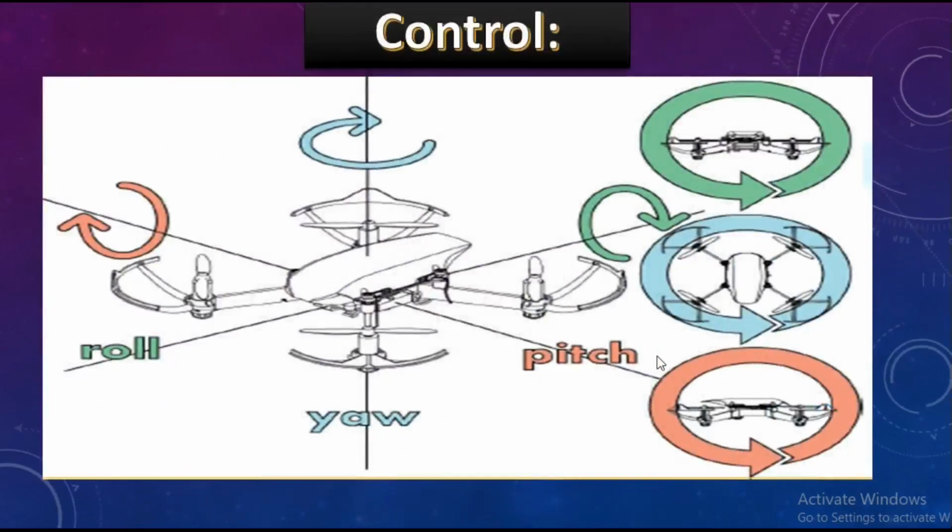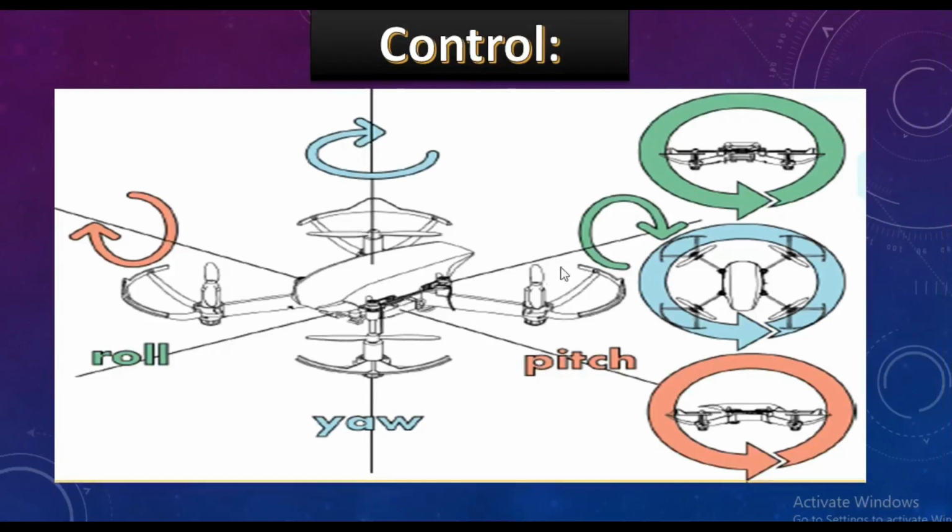So basically, there are three controls in an aircraft or drone: pitch, yaw and roll. With the help of this diagram, you are now able to define the controls. This line shows the roll motion, this shows pitch, and this shows yaw.